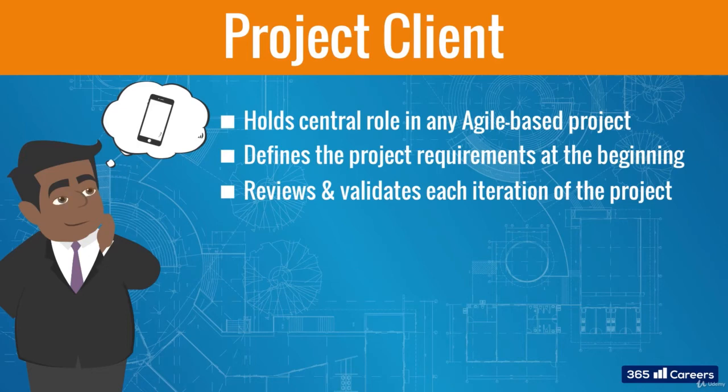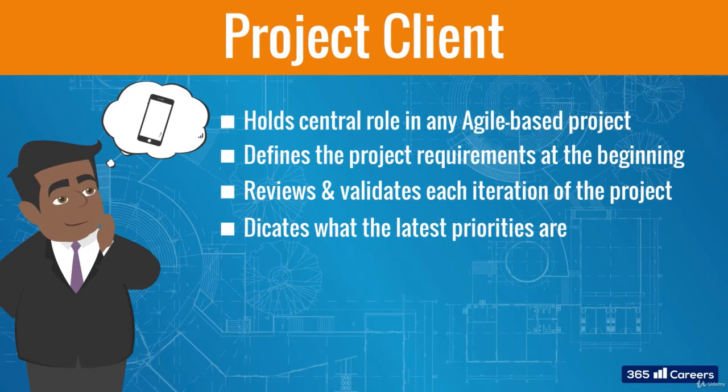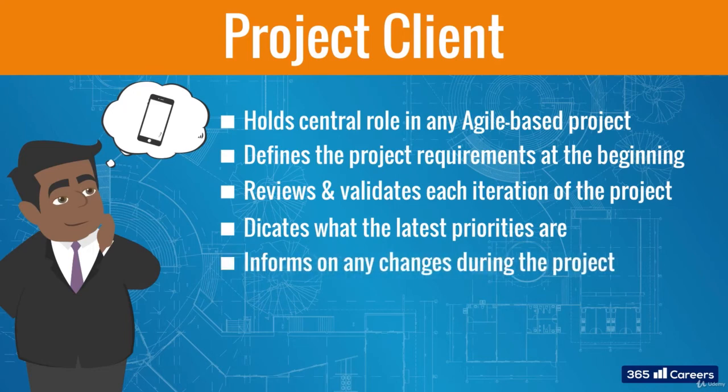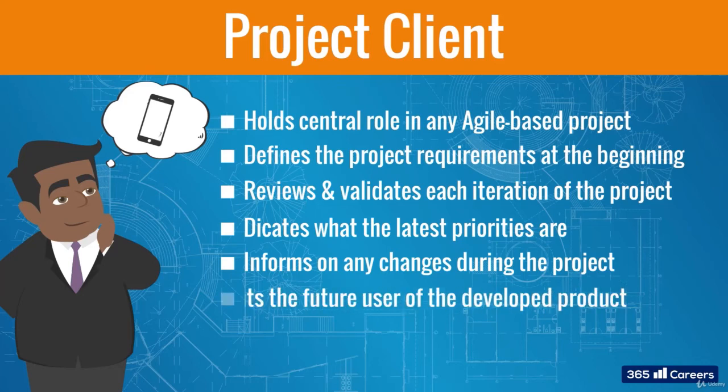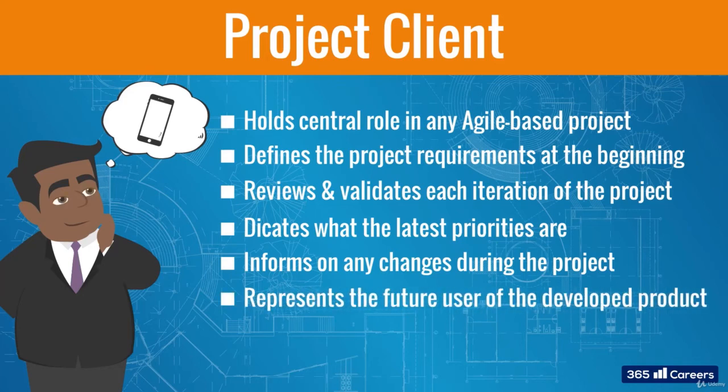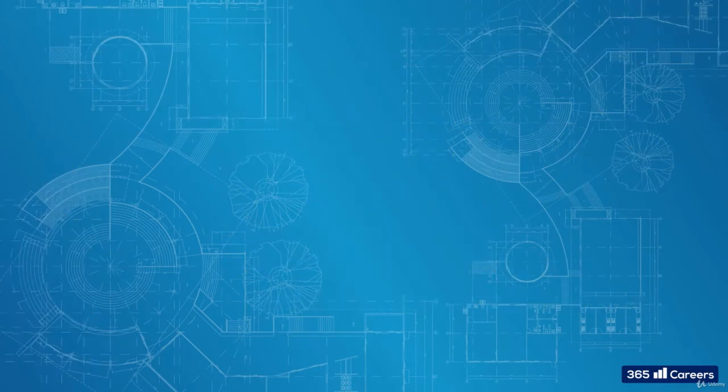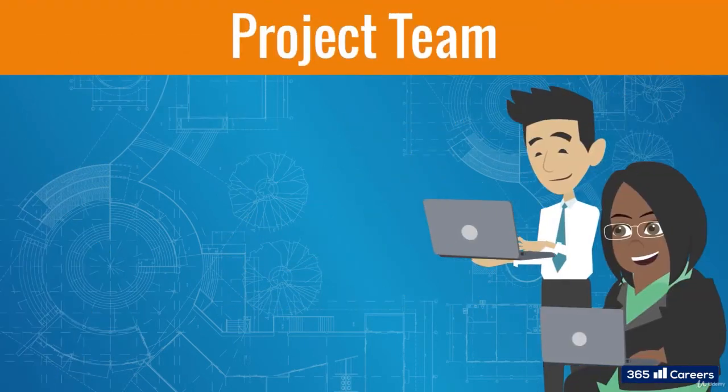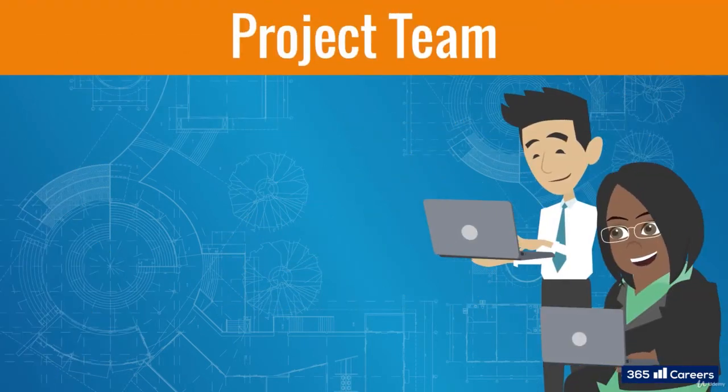At the end of the project client has to validate the performance of the end product. During the project, they also dictate what the latest priorities are and inform on any changes, providing the related business-related explanations. The client role often represents the future users of the product being developed. Project team. The project team has the same fundamental importance.